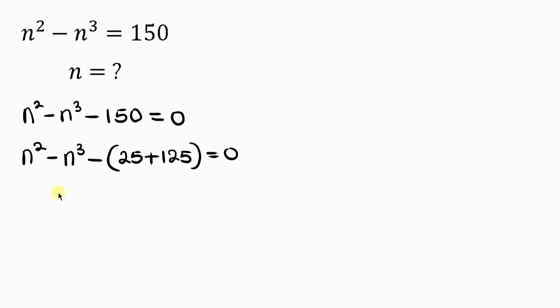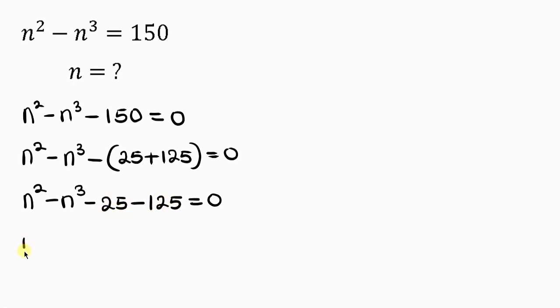Now our next step will be for us to open up the brackets using this negative outside. So we have n squared minus n cubed. So using the negative, we have minus 25. Then minus times plus, we have minus, and then 125. This is equal to 0. Now our next step will be for us to simplify this 25 and 125.